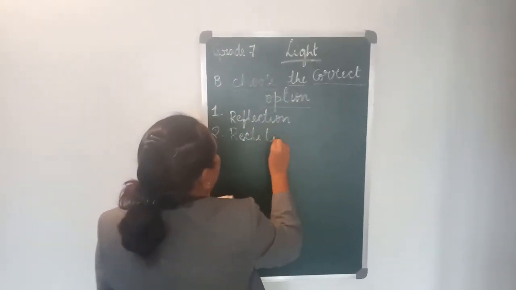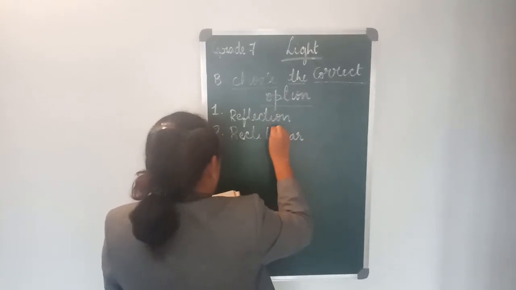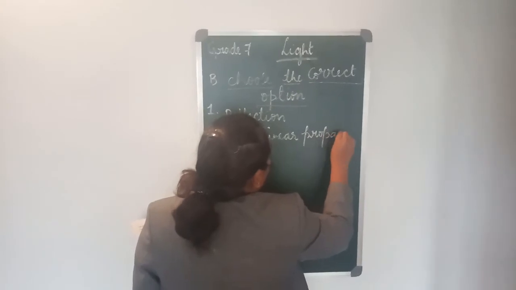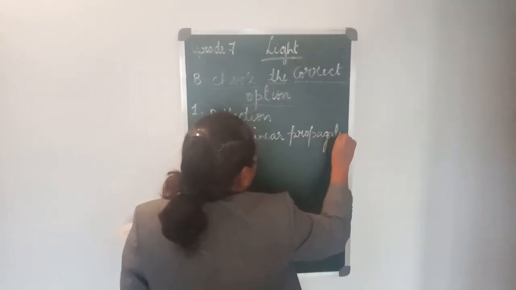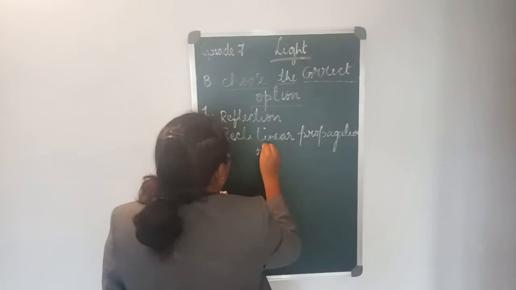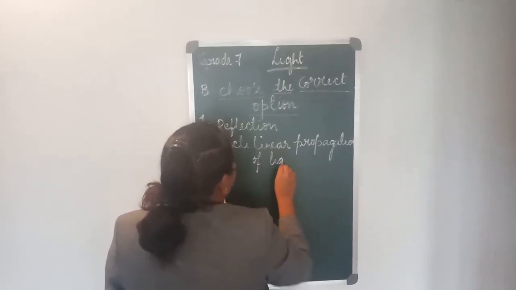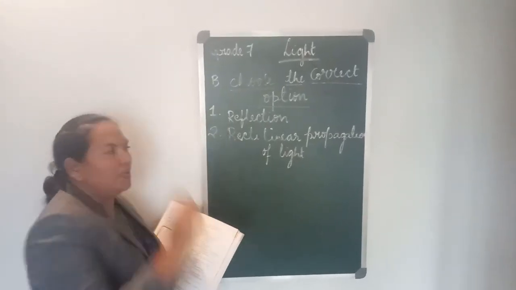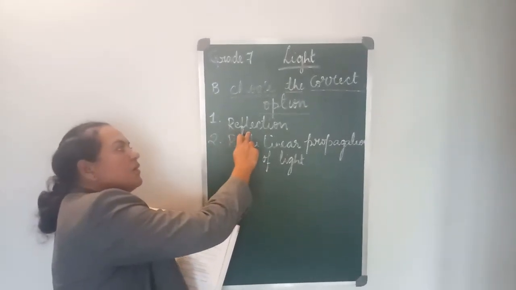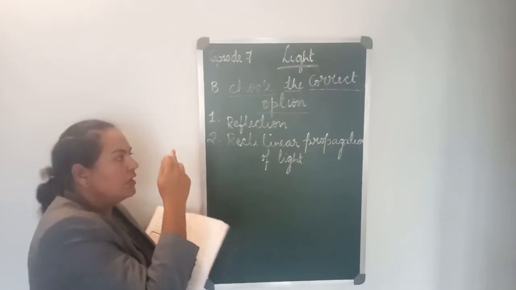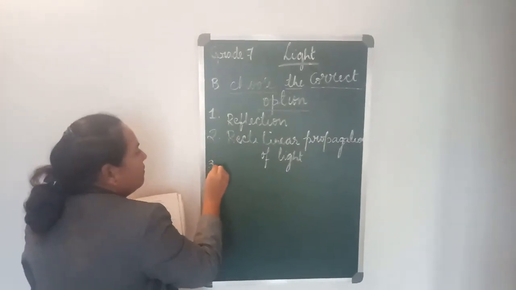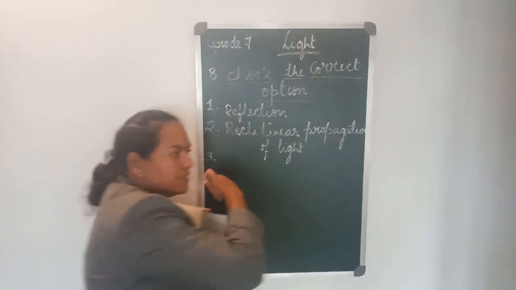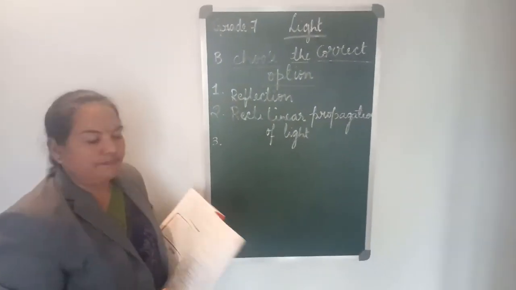Rectilinear propagation of light is responsible for the shadow. Formation of shadow is because of rectilinear propagation. Bouncing of light is called reflection, and shadow is formed due to rectilinear propagation. That is, light travels in a straight line.